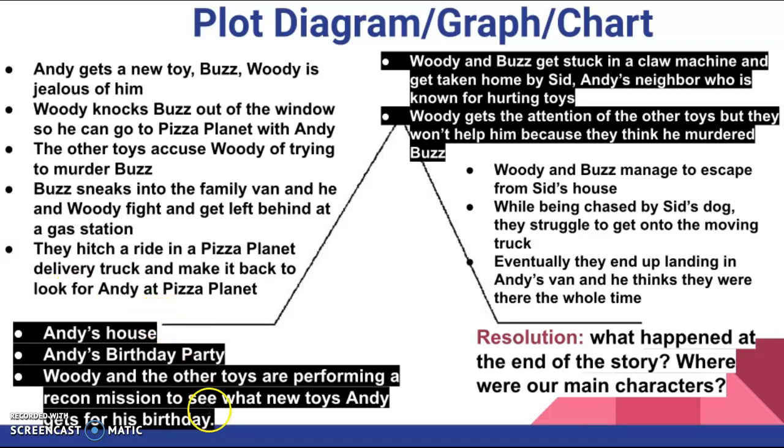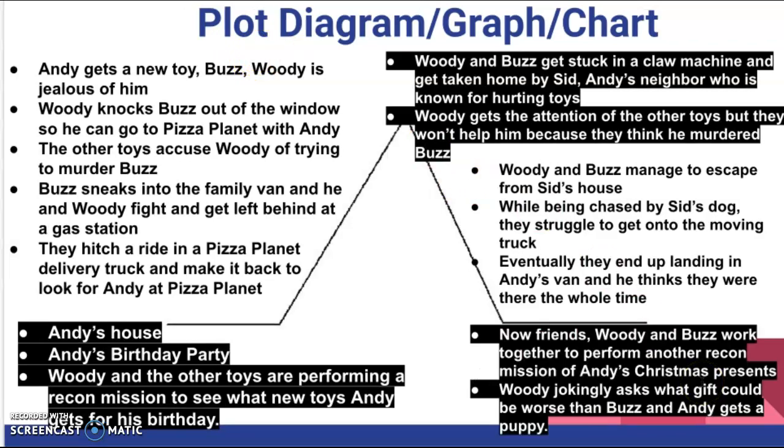So we know here, obviously, Woody was a primary character. Buzz became a primary character. So what happened? Where were our main characters at the end of the story?